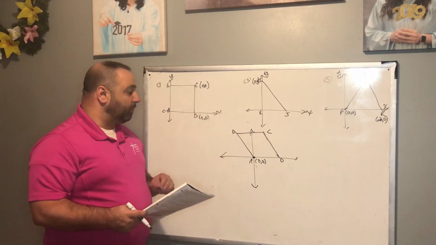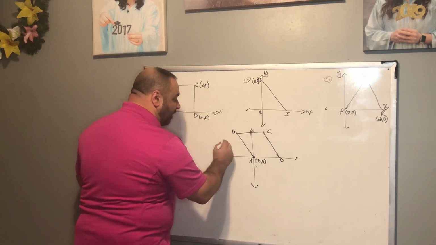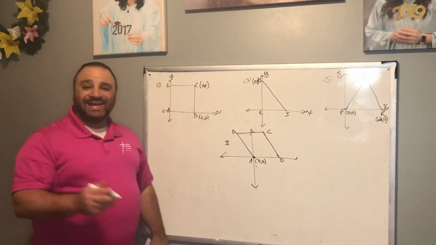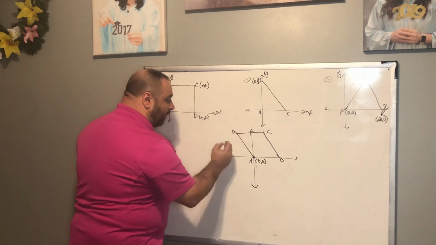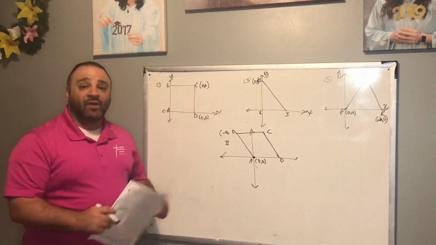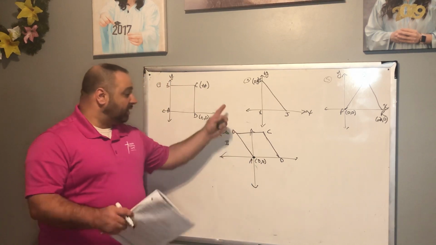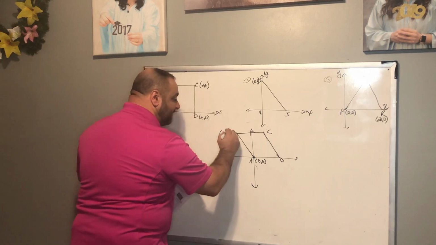Now notice B. What are the coordinates for point B? Since it's in the second quadrant, we know it would be negative, positive. Instead of adding another variable, we're going to call this negative A, and since it's parallel to the y-axis, we're going to call this B.